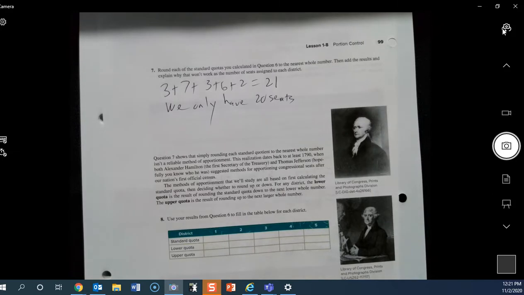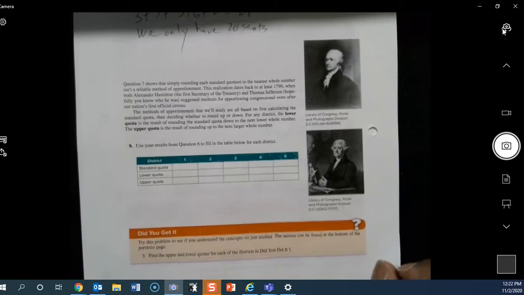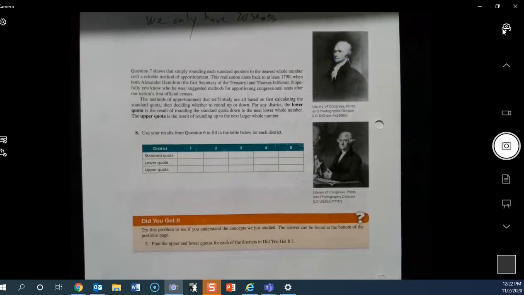So now, of course, in math, we like to solve problems. So let's go down here. Question 7 shows that simply rounding each standard quota to the nearest whole number isn't a reliable method of apportionment. This realization dates back to at least 1790, when both Alexander Hamilton, the first Secretary of the Treasury, and Thomas Jefferson, hopefully you know who he was, suggested methods for apportioning congressional seats after our nation's first official census.